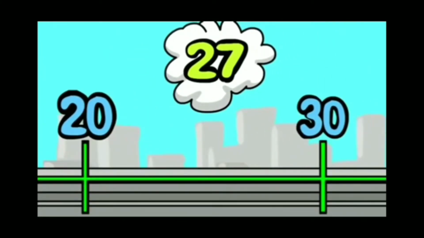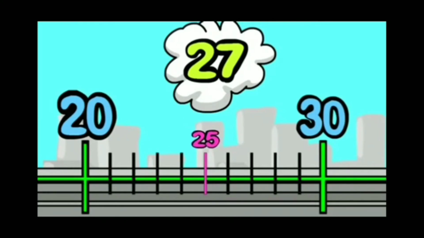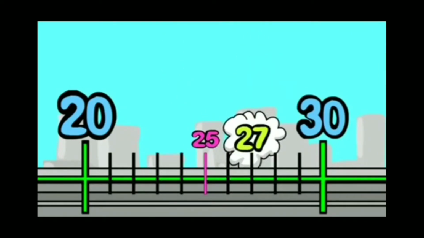Step 2. Find the midpoint between your benchmarks, that is, the number which is exactly in the middle. The midpoint between 20 and 30 is 25. Step 3. Now locate 27 on the number line. You can see 27 is more than 25.